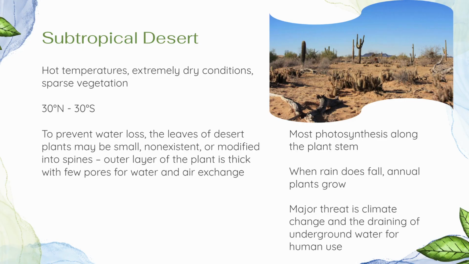To prevent water loss, desert plants have small or non-existent leaves, or they are modified into spines. The outer layer of the plant is also thick with very few pores for water and air exchange. When rain does fall, annual plants grow. Major threats to this biome are climate change and the draining of underground water for human use.